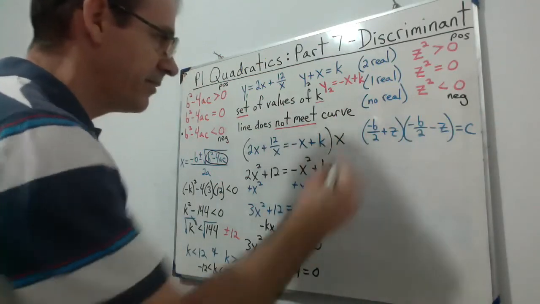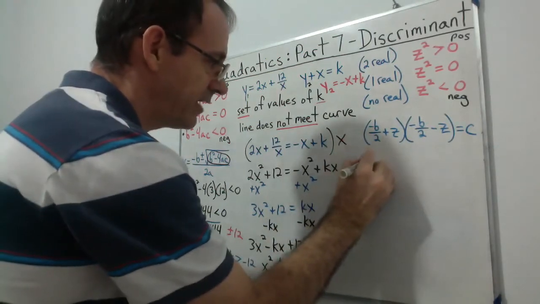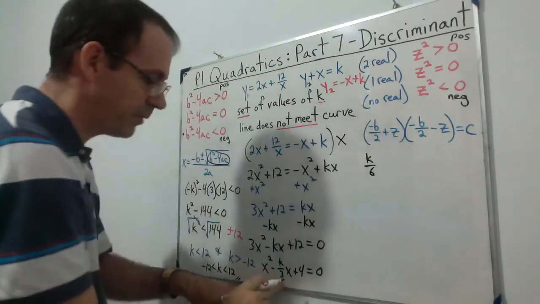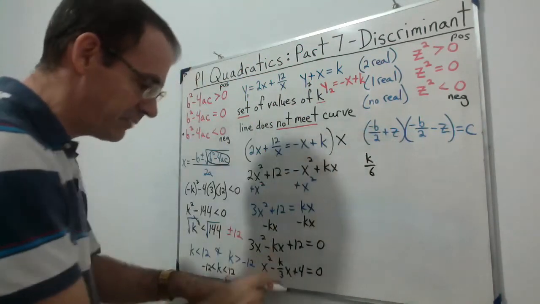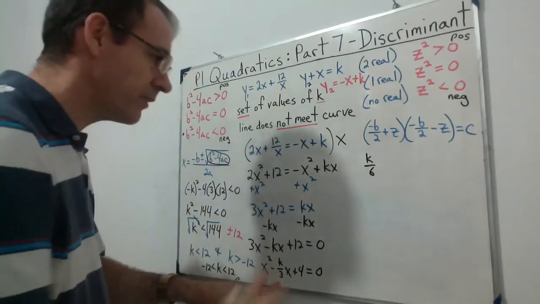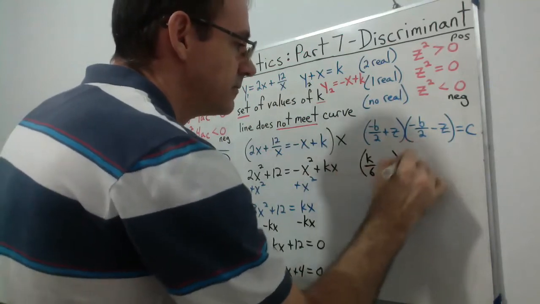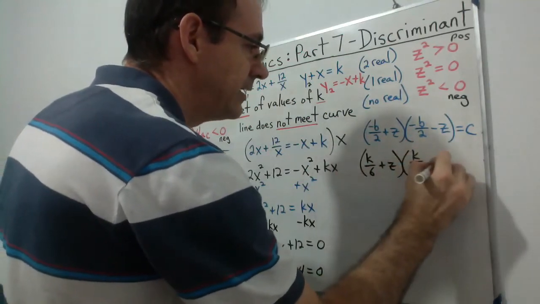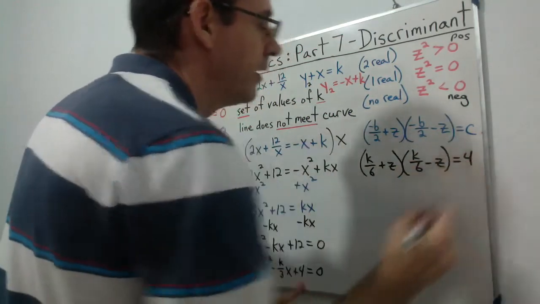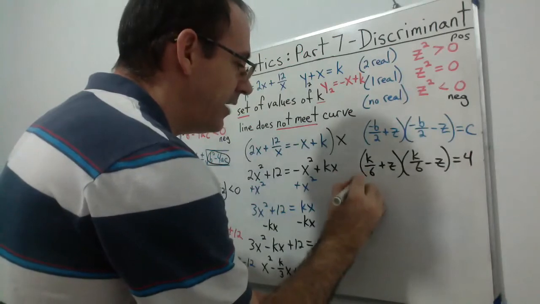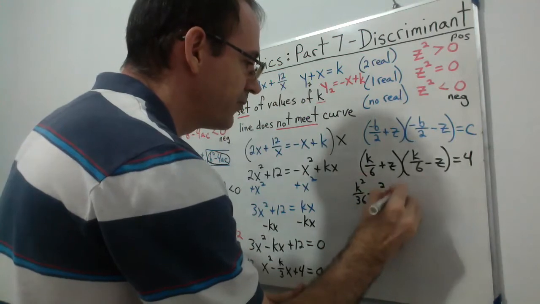So this would be the opposite of the b, which is k over 3, divided by 2, means we have k over 6. Remember, the 2 just multiplies into the denominator. So dividing by 2 is the same thing as multiplying by 1/2. So we get k over 6 plus z, k over 6 minus z equals, and the c is 4. So that means we get k squared over 36 minus z squared equals 4.